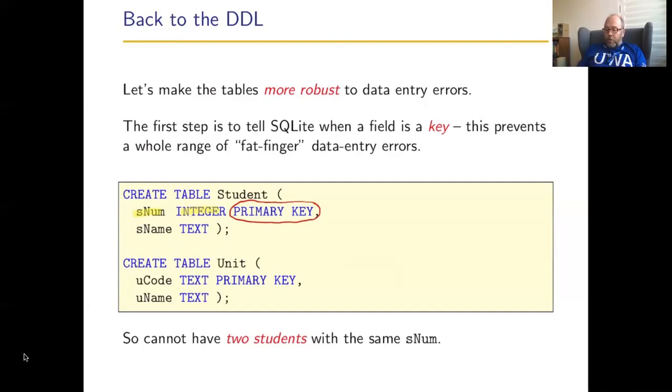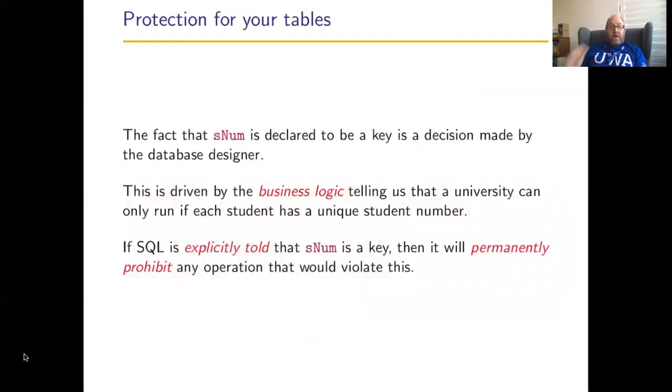Okay, once we've told SQL that it is going to be a primary key, then SQL will enforce that for us throughout the lifetime of the table. So if somebody deliberately or accidentally tries to enter a row with a duplicated student number, then they will actually be prevented from doing so. So this is sort of the first layer of protection for your tables.